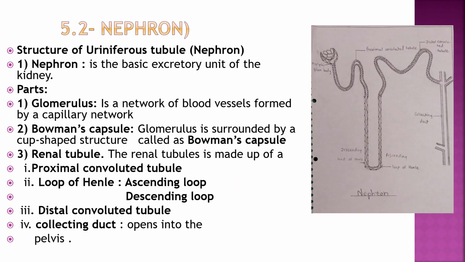which continues with the loop of Henle. It has two parts, the ascending loop and the descending loop. Then the distal convoluted tubule, and then the collecting duct, which opens into the pelvis, and from the pelvis the urine goes to the ureter and then to the bladder, and then through the urethra it is excreted out.